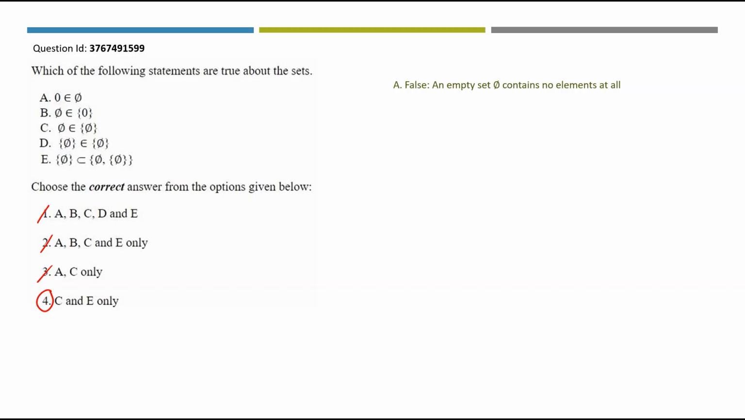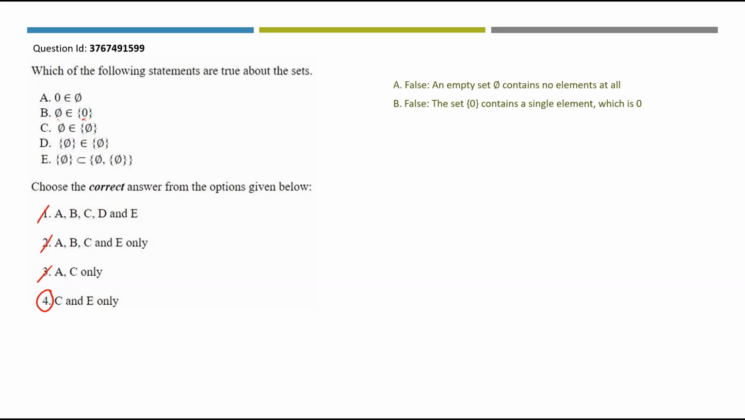Let's check for the other options. Empty set belongs to set with element 0. This is also false. The set 0 contains a single element which is 0. But here they say it's an empty set. It has no element, and it has one element, that is 0. So it is false.